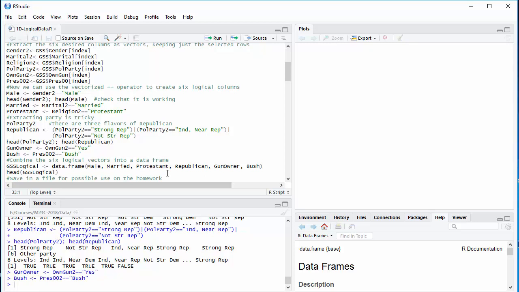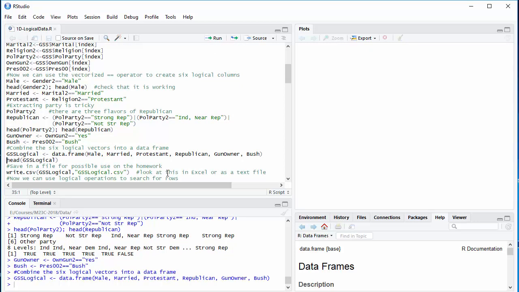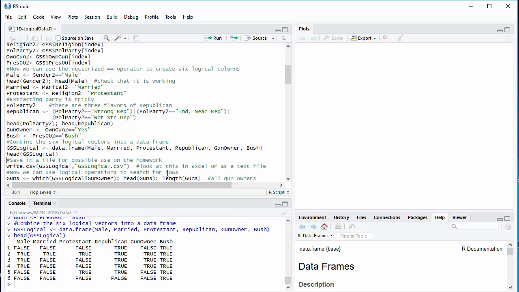And now I'll combine these into a data frame, which I will name GSS Logical. And when you look at this, wow, it looks kind of like those truth tables we were doing in the previous script. It's got a lot of columns, each consisting just of the values true and false. And now we can apply all sorts of logical operators to those columns, thereby applying our newfound knowledge of logic to data analysis. Let's save this.